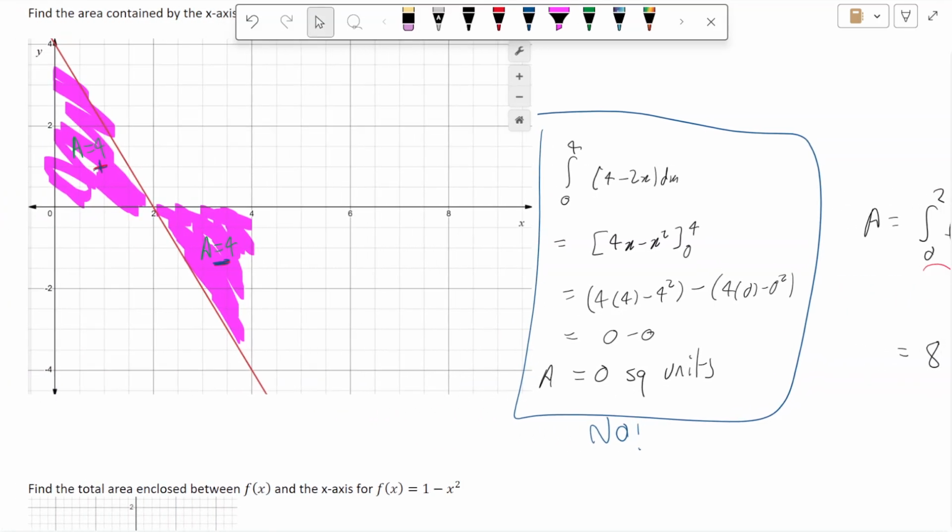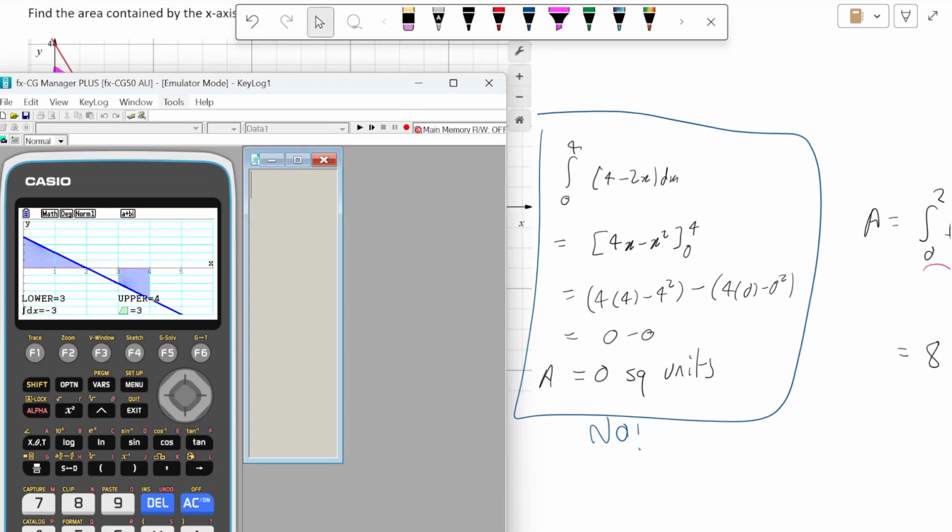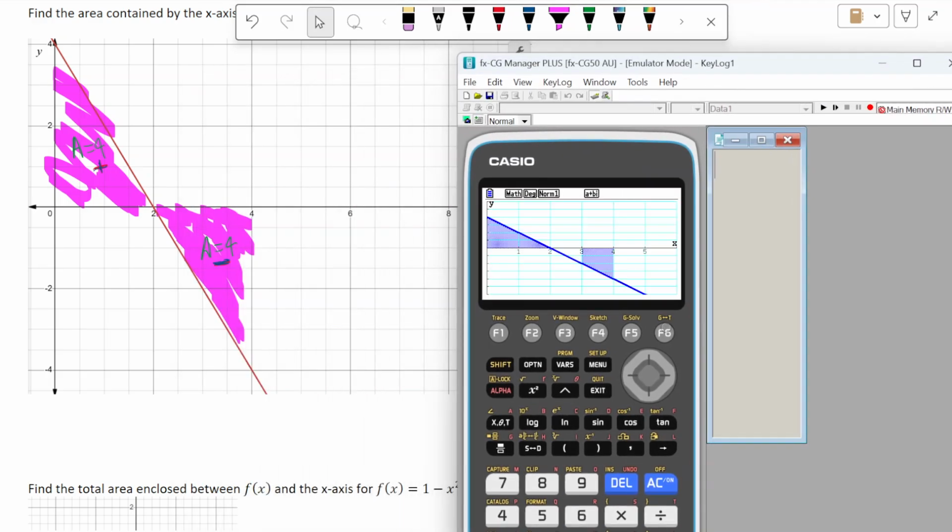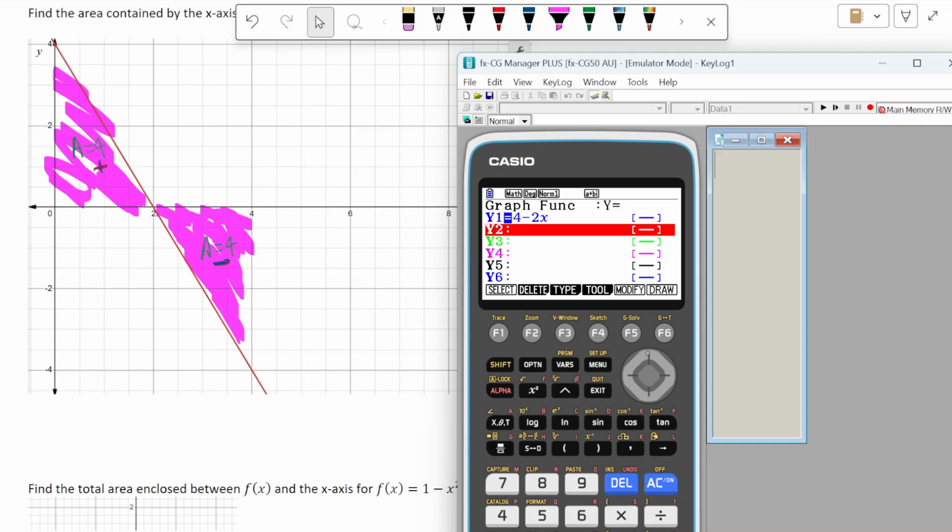Now, conveniently, a calculator can handle this for you. So let's just exit out. I'm just going to go for 4 take 2x again, just to get rid of all of our other shading that's on there.